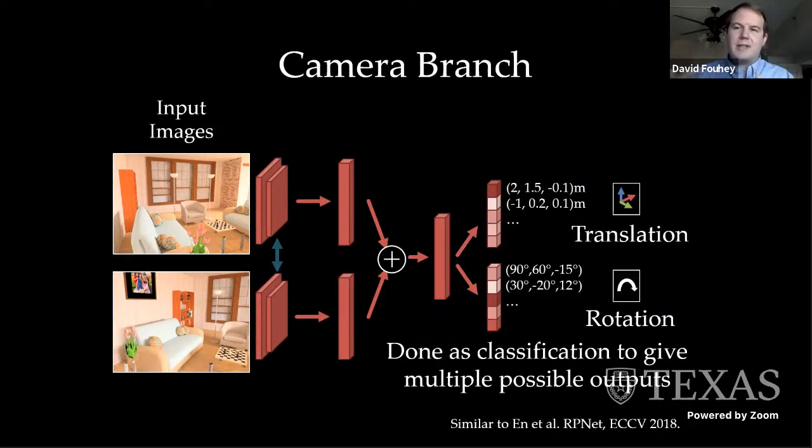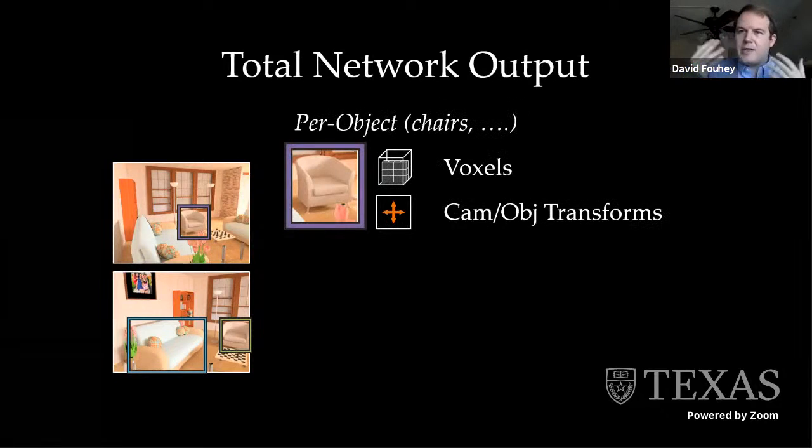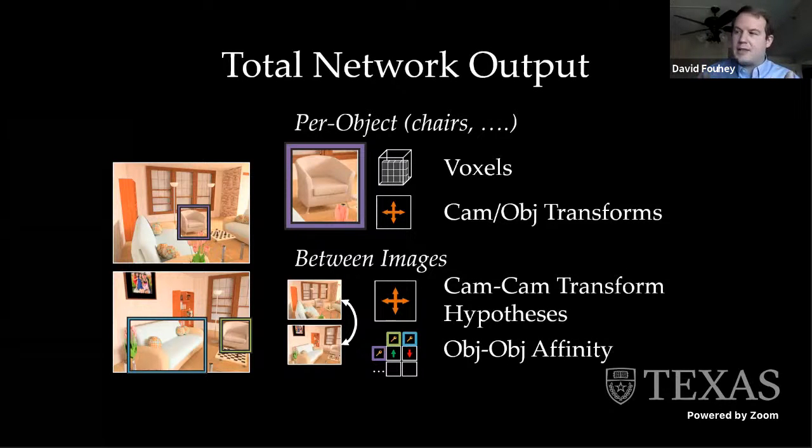Guessing the rotation indoors is actually pretty easy. You or I can do it quite nicely. Getting the translation right is a little trickier, because you can imagine for many pairs of cameras, you might be pretty sure that they're within 1 meter away or 2 meters away, but you're not positive which one it is. So if you do it as classification, you can express your uncertainty pretty nicely. This produces a set of outputs from these two networks. For every single object, you have the voxels and you have the relationship to the camera that they're seen in. Then between the images, you have hypotheses about where the cameras are with respect to each other.